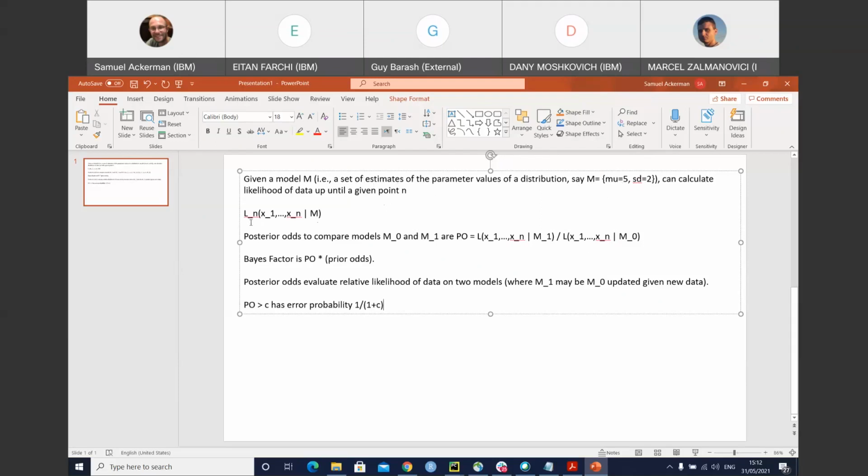So we can evaluate what's called the likelihood function, which is basically the product of the density functions. You take the model parameter estimates, and then you take the data, the x's up to a given point n, and you can plug the parameter values of M into this equation.